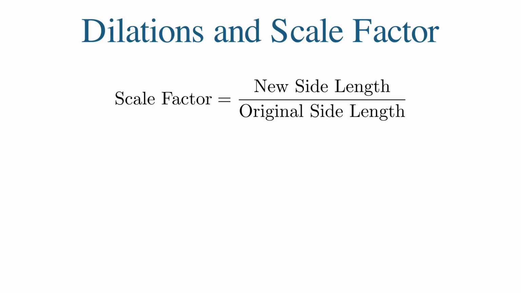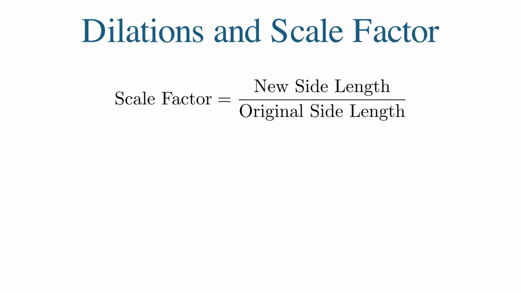The key to understanding dilations is the scale factor, a number that tells us how much the shape stretches or shrinks. If the scale factor is greater than 1, the shape expands, meaning it gets larger. If the scale factor is between 0 and 1, the shape shrinks, meaning it gets smaller. If the scale factor is exactly 1, the shape stays the same size with no change at all.